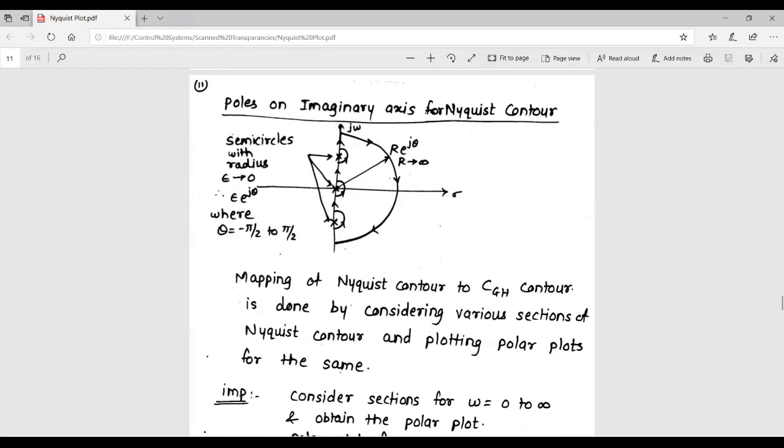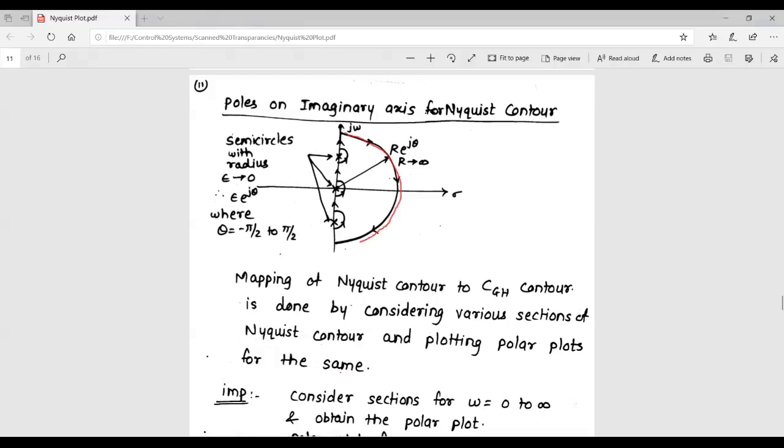Then we need to consider the Nyquist contour depending on the location of poles. Similar to the diagram which is on the screen right now, we need to consider the Nyquist contour skipping the poles on the imaginary axis. There might be 4 poles, there might be only 1 pole, there might be 0 poles, depending on whether there is a pole or not. You need to use the Nyquist contour, and then you divide that contour into various sections. The sections in the previous example also are shown. I'll show in this diagram also.